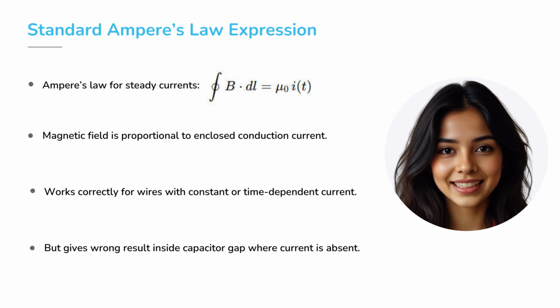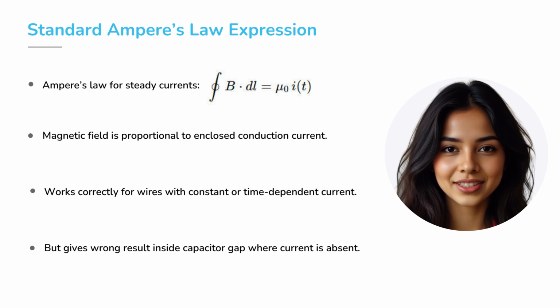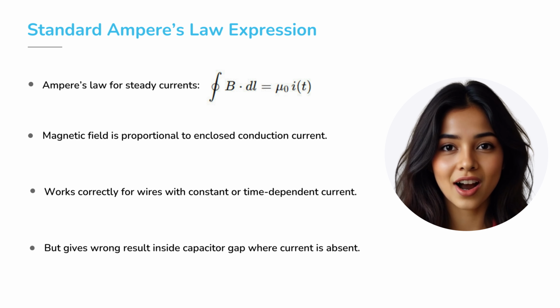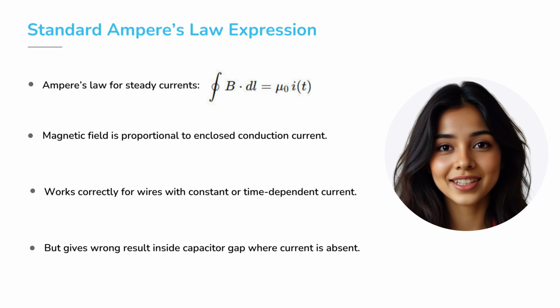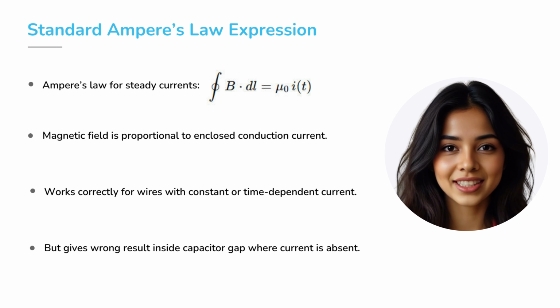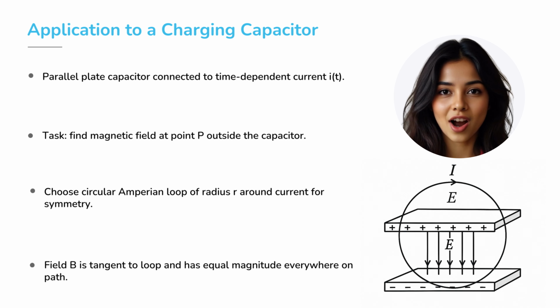This means the magnetic field depends on the current enclosed by our loop. This worked beautifully for wires and coils carrying steady or even time-varying currents. But the moment we tried it inside the gap of a capacitor, problem. The conduction current there is zero, so Ampere's law predicted no magnetic field. Yet experiments showed the opposite. Clearly, something was missing.